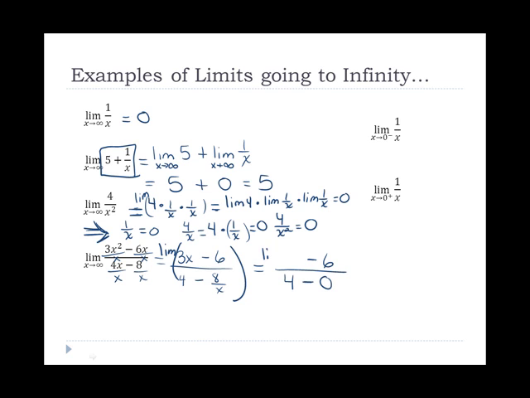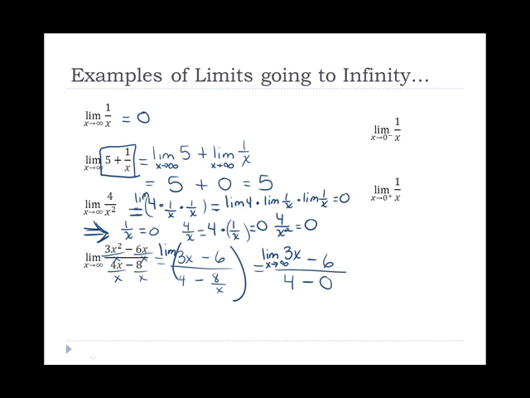But we have the limit of 3x as x goes to infinity. We haven't done that piece yet. So I've gotten everything else done, but I haven't gotten this. Well, what happens if x is getting bigger and bigger and bigger? What happens to 3 times that? Well, that's almost like saying 3 times infinity, minus 6, over 4 minus 0, which is 4.